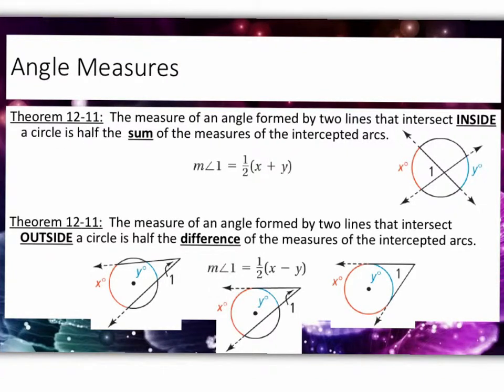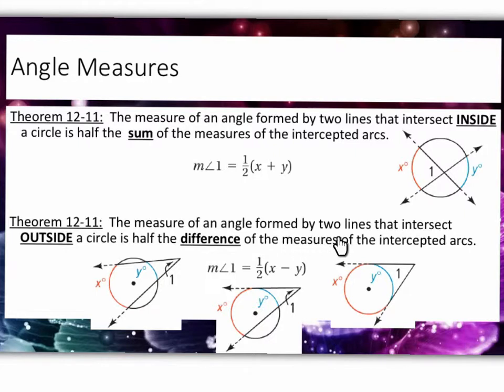Theorem 12-11 out of your textbook says the measure of an angle formed by two lines that intersect inside a circle is half the sum of the measures of the intercepted arcs. So what does that mean? If you add this arc plus this arc and then divide it by 2, you can get this angle measurement here. This is not a central angle. This is not an inscribed angle. Remember, a central angle would be at the very center of the circle and inscribed would be at the edge of the circle. This is just an angle within a circle.